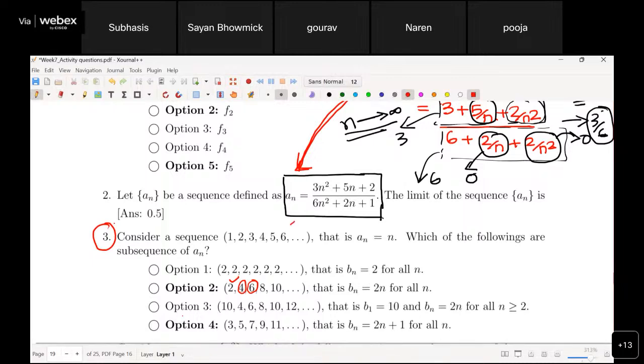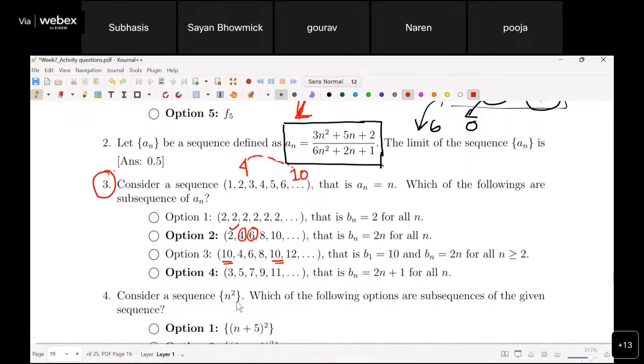Here 10 is appearing after 4, right? But here, as you can see, 10 is also appearing before 4. Certainly 10 is appearing after 4, but 10 is also appearing before 4, which is not allowed. Because if in my original sequence 10 is appearing after 4, then in my subsequence also I have to follow the same thing.